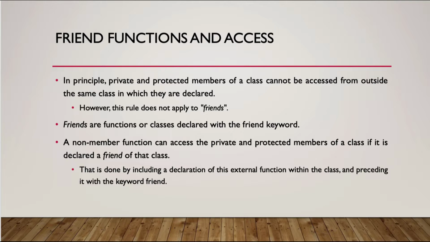A non-member function can access the private and protected members of a class if it is declared as a friend of that class. This is only done by including the declaration of this external function within the class with the friend word preceding that member. Let's take a look at the code and see how it actually works in action.